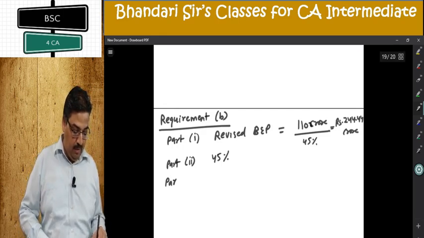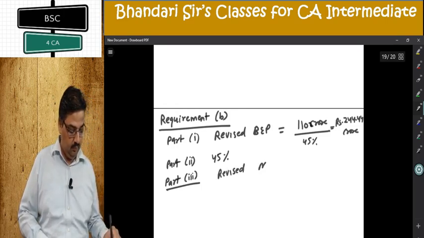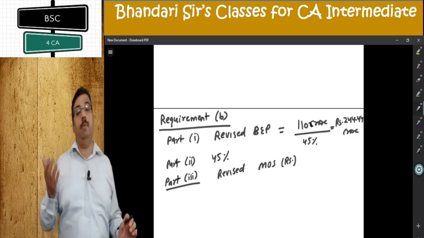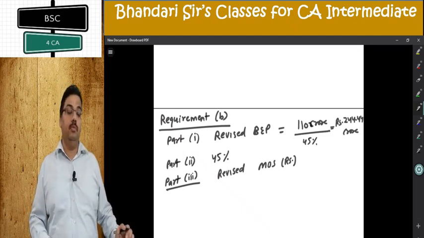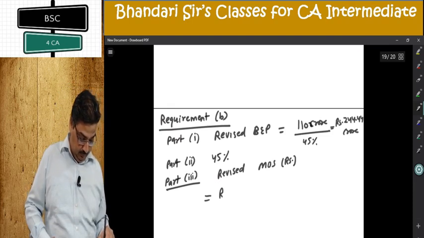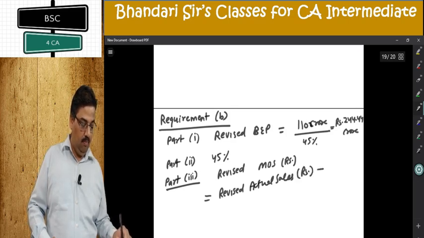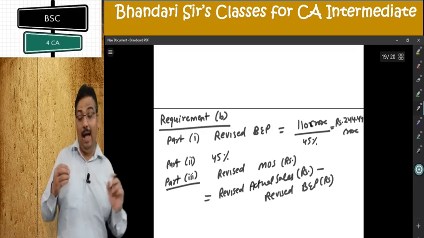Part 3 is the most important relevant part here. Revised MOS. Be sure you are not going to apply profit by PV ratio because profit there is desired. That is not actual. I need to apply revised actual sales minus revised break-even point in rupees. I need to calculate actual sale correctly.